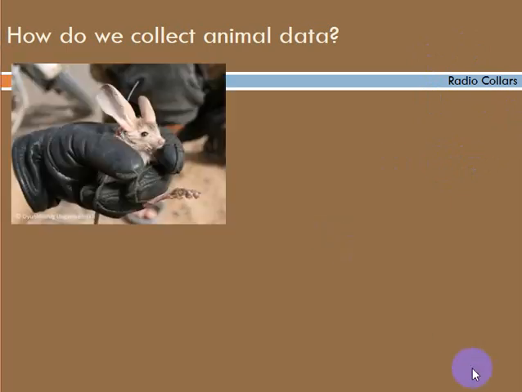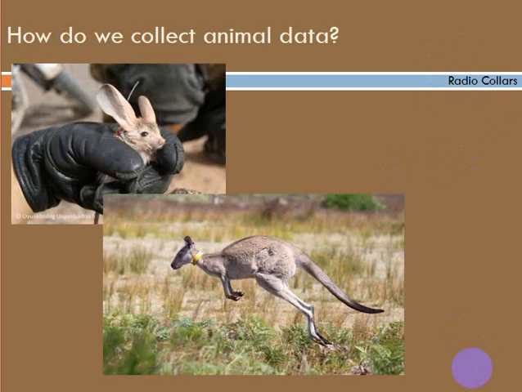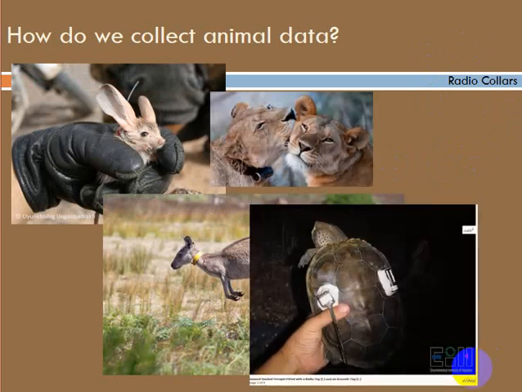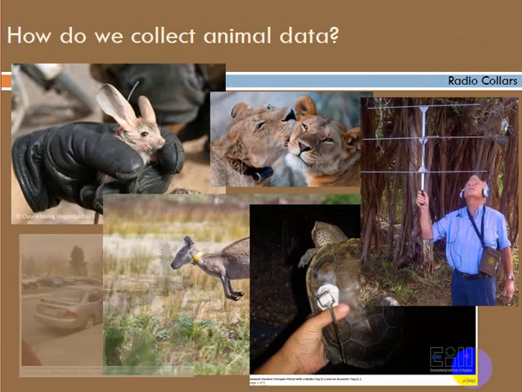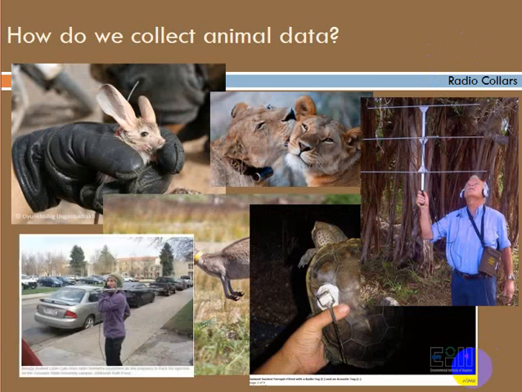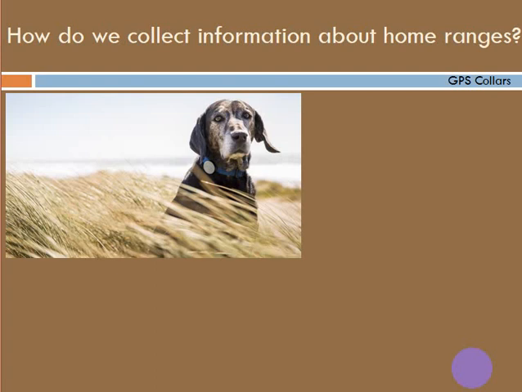But there are two basic methods for collecting animal location data. One is to use radio collars. And this basically entails putting on a transmitter on an animal, like this. Look at how happy they are. Oblivious turtle. And then basically working to pick up the signal with the receiver. And so sometimes you'll see people like this wandering around.